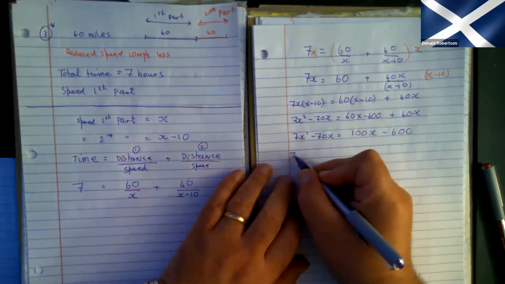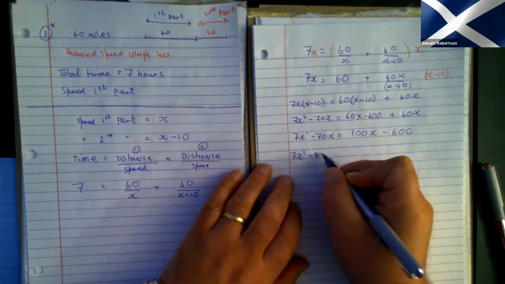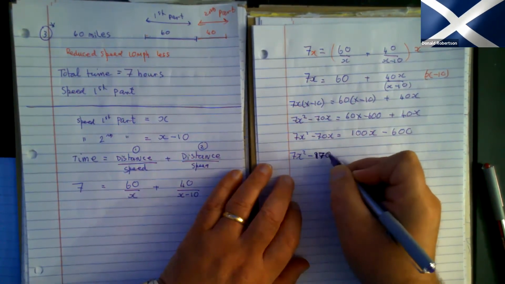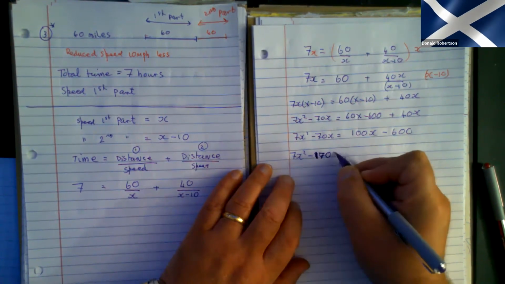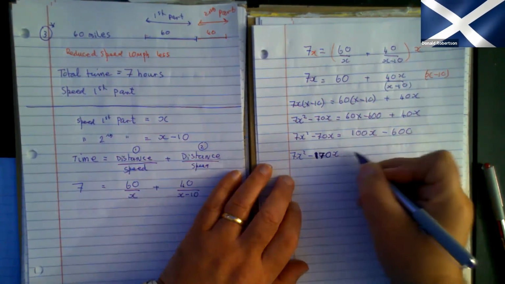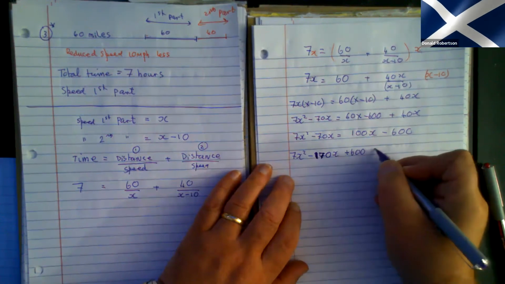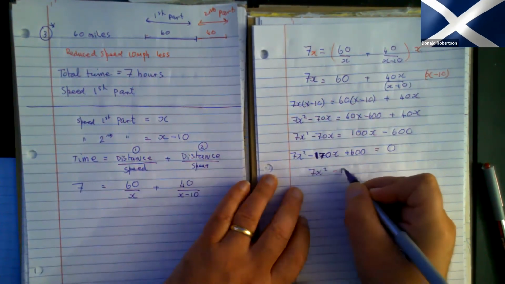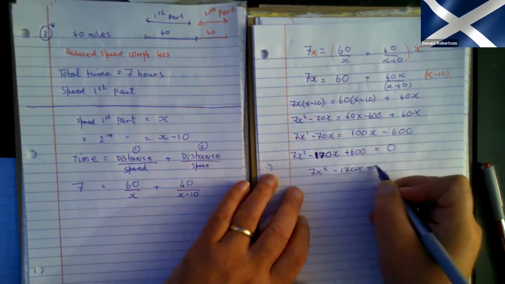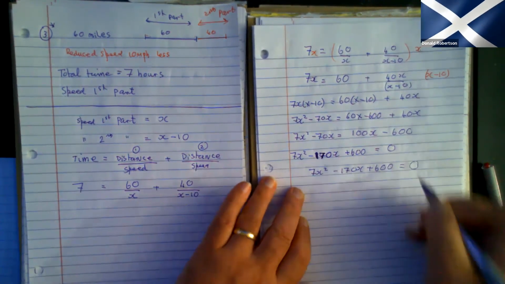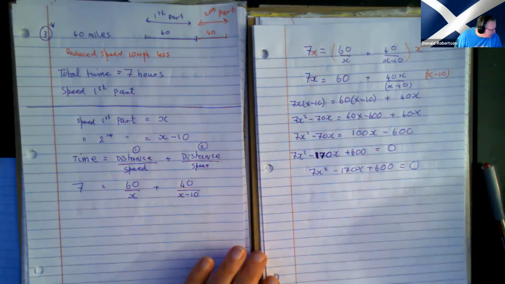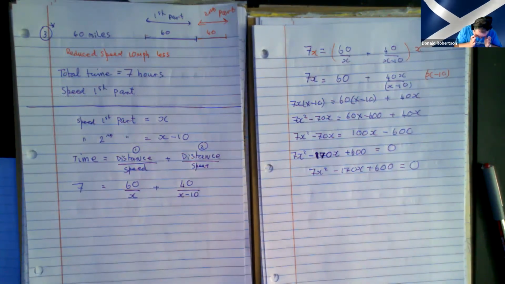I'm now going to subtract 100x from both sides. Right, 100x from both sides. That gives me 170x. And I'm going to add 600 to both sides. And I'll just write this guy again because he's a bit messy. So if you want to solve a quadratic, get it into its standard form. That's its standard form. I could try and factor that. I doubt very much it's going to be even doable.